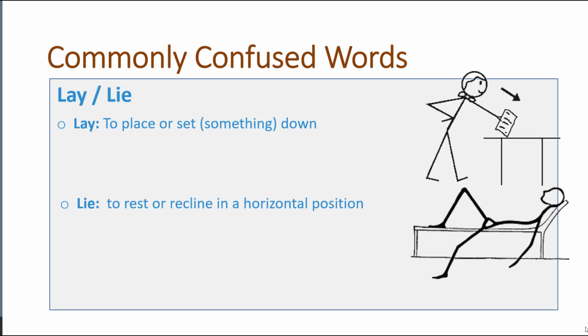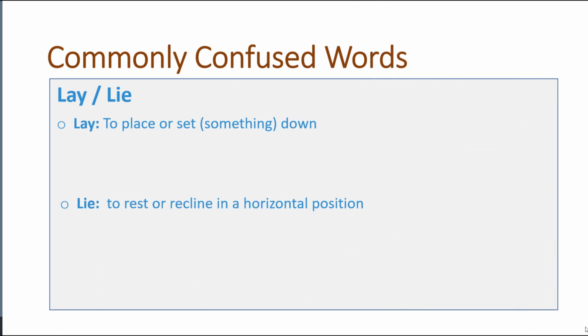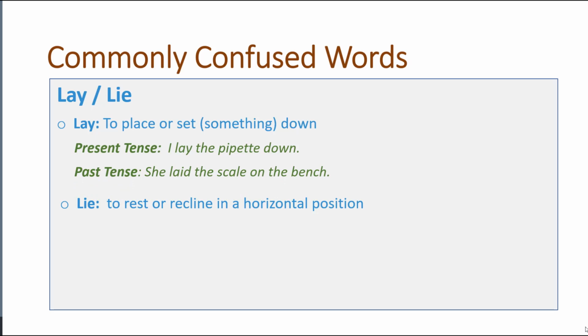An example of a sentence in the present tense using the word lay is, I lay the pipette down. In the past tense, she laid the scale on the bench. Now you'll notice that the word lay, to put or set something down, requires a direct object to make it a complete sentence. I lay the pipette down. Pipette is the direct object. She laid the scale on the bench. Scale is the direct object. Verbs that need direct objects are called transitive verbs, so lay is a transitive verb.